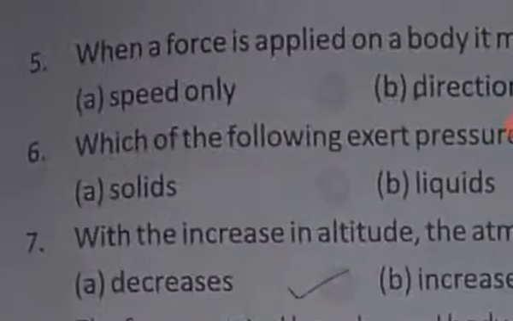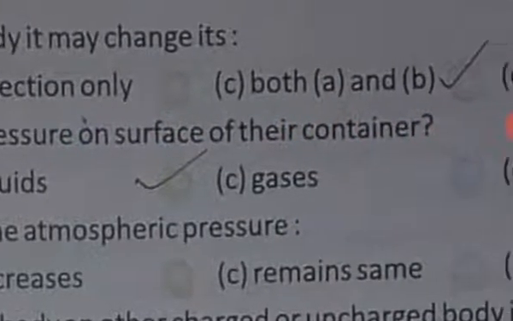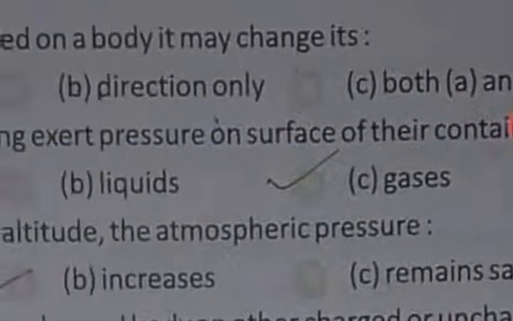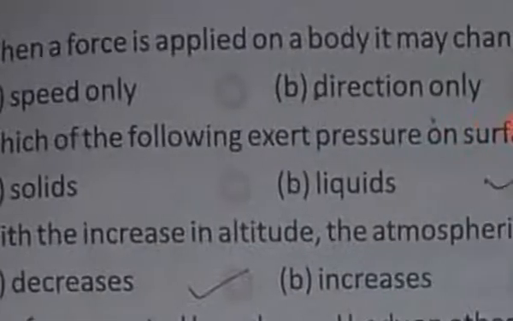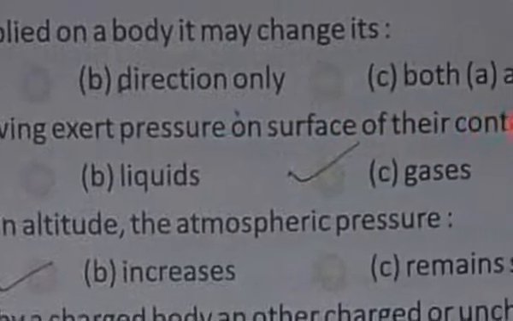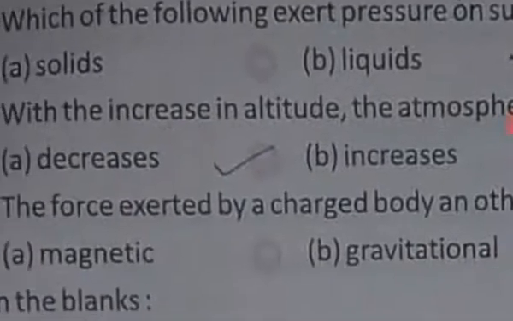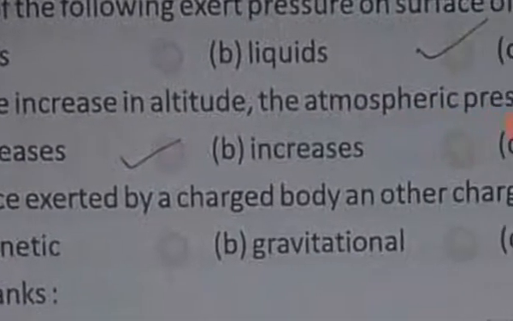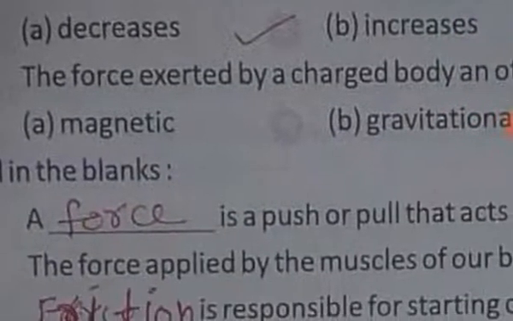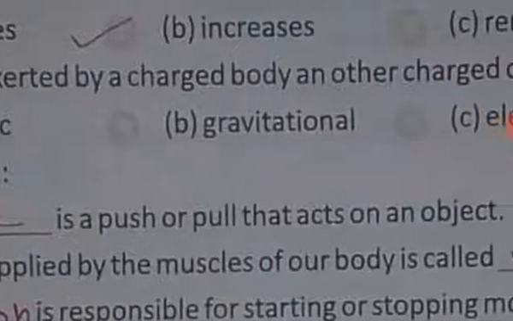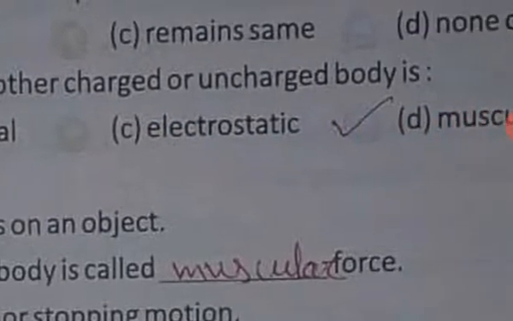When a force is applied on a body, it may change its shape, state of motion, or both. The correct answer is C, both A and B. Which of the following exert pressure on the surface of their container? Liquid. With the increase in the altitude, the atmospheric pressure is decreased. The force exerted by a charged body on another charged or uncharged body, and the answer is electrostatic.